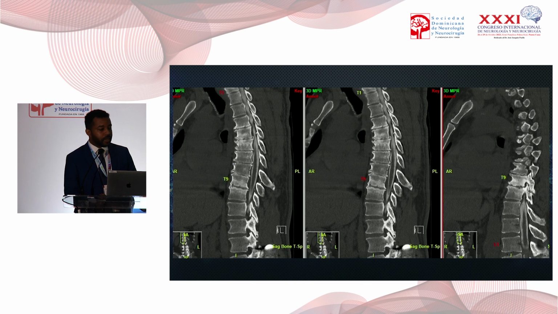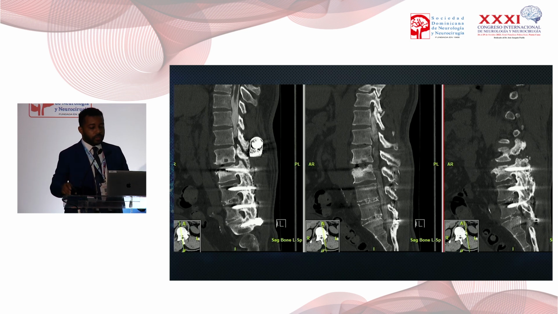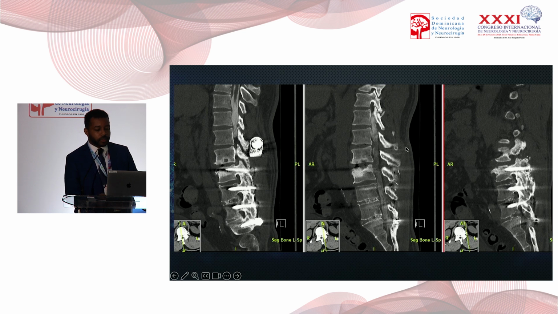So here's a CT myelogram. It shows degenerative changes in the thoracic spine. And in the lumbar spine, you can appreciate the extensive fusion mass, at the level of the facets here and also here. And this patient also has spinal stenosis at L1-2 and L2-3.